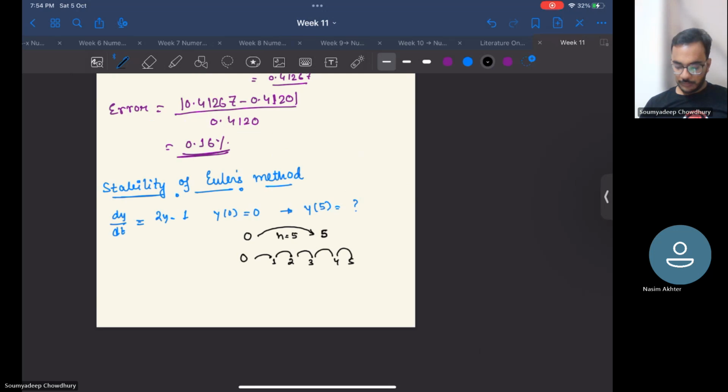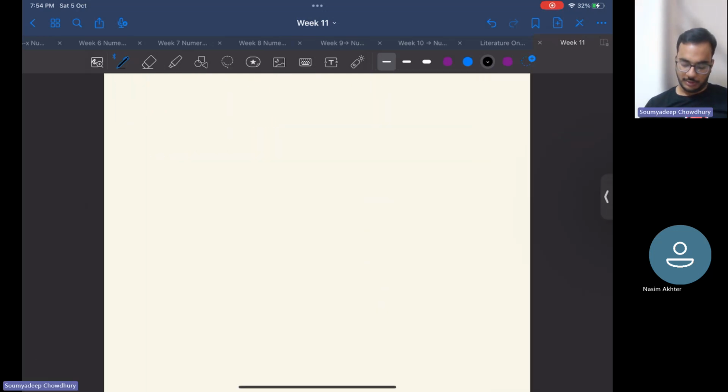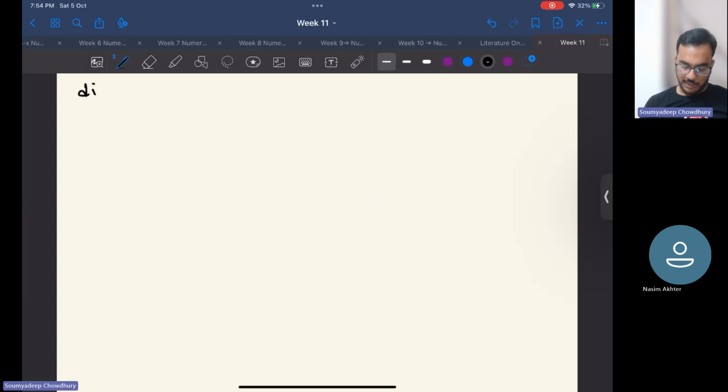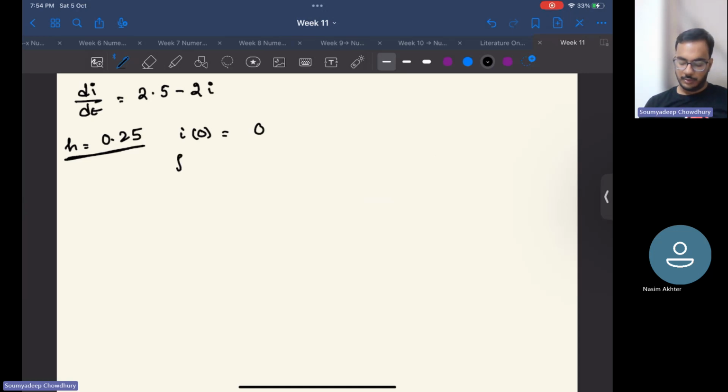So now we'll be using the previous equation only. So what was our equation? The equation was di by dt equal to v by L minus R i by L, which was 2.5 minus 2.5 i. This was my equation, right? So first we will do Euler's method for h equal to 0.25, and we have to find out I of 1. Your I of 0 is 0, and for Euler's we need f of 0 comma I of 0. So that is 2.5.